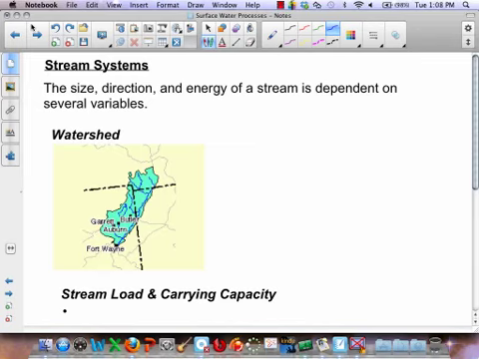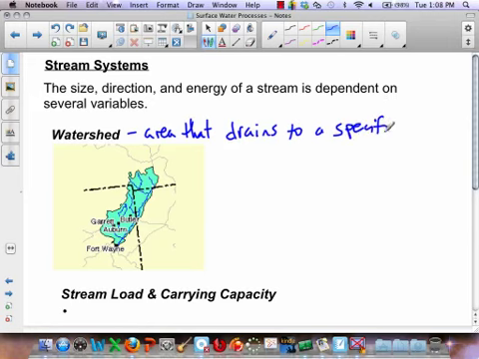It's basically, when we think about a watershed, it is the area that drains to a specific body of water. Basically just holds it. No? I know what it holds on it.